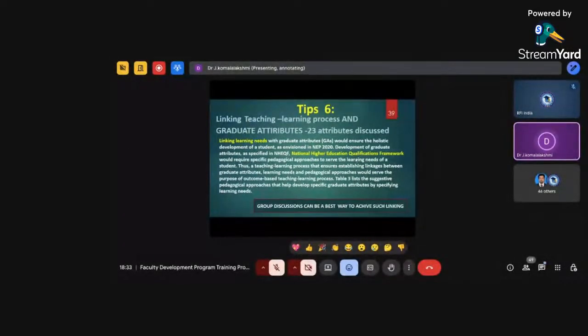So now we have graduate attributes, one aspect, and GD is a pedagogy. So how to link these graduate attributes with the pedagogy or cybergogy using our group discussion? So this is the tip number 6. So what we have to do, we have to use the guidelines available, and they are given online itself. We can download it and we can follow it according to our subject.